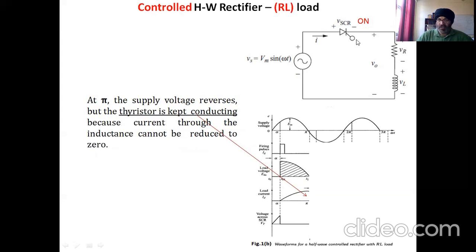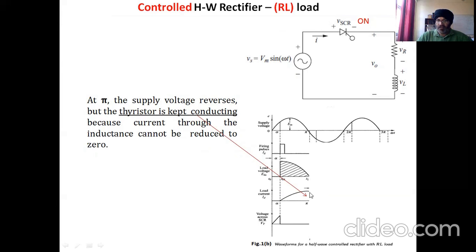But still the thyristor keeps on conducting. In a pure resistive load, we saw in earlier slides, the thyristor stops conducting as soon as the negative half cycle starts. The thyristor stops conducting because it gets reverse biased. But in this case, the thyristor continues to conduct because of the presence of inductance in the circuit.